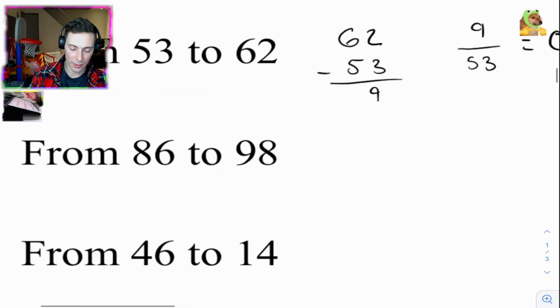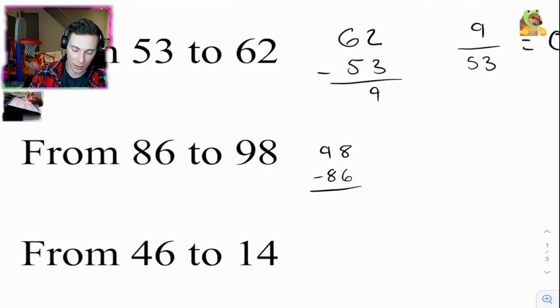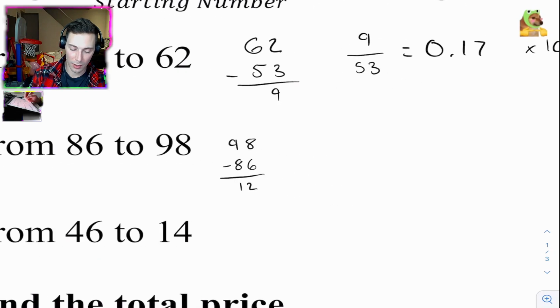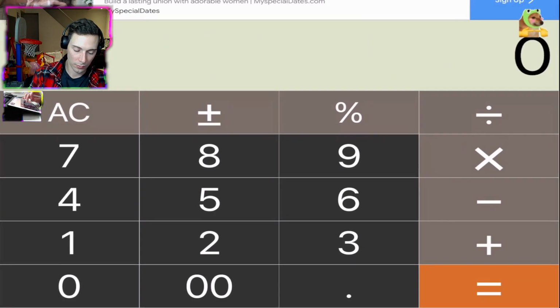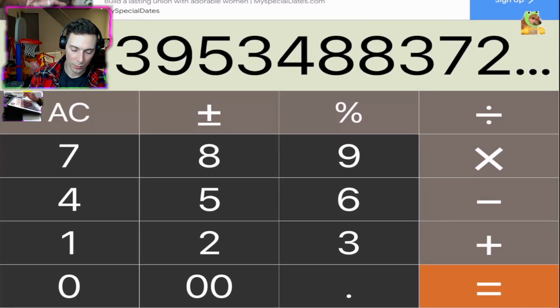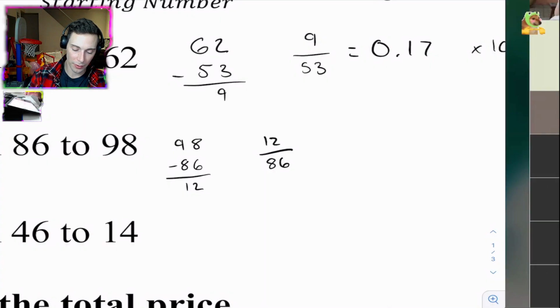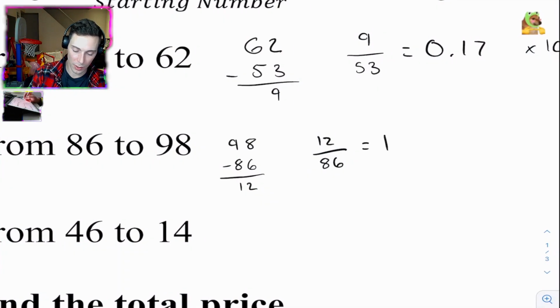$86 to 98. What's the difference? Let's start with the bigger number. 98 subtract 86. It's going to be 12. 12 is our difference over our starting number, 86. 12 divided by 86 is 0.139, let's say 0.14.